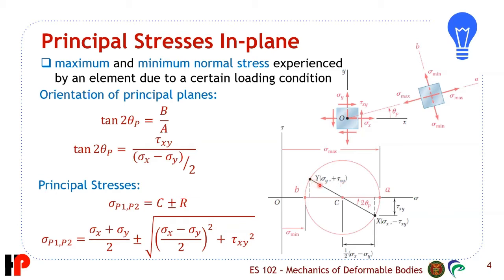Now, if you connect these two, in real life, they are 90 degrees apart. Therefore, in the Mohr circle, they are 180 degrees apart. So, they already form your diameter of your Mohr circle. So, if you know the center, you know the diameter, you can form the whole circle. Okay?